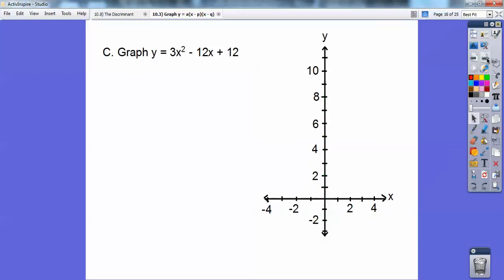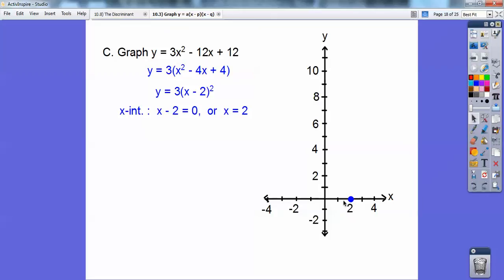Y equals 3x squared minus 12x plus 12. Okay, I can pull a 3 out of all of those. I'm going to factor this, and then this is a perfect square trinomial. Gives me a binomial squared. Remember that from chapter 9? Okay, so this only has one x-intercept at x equals 2 when I set that equal to 0. All right, so if it only has one x-intercept, that's the vertex right there.